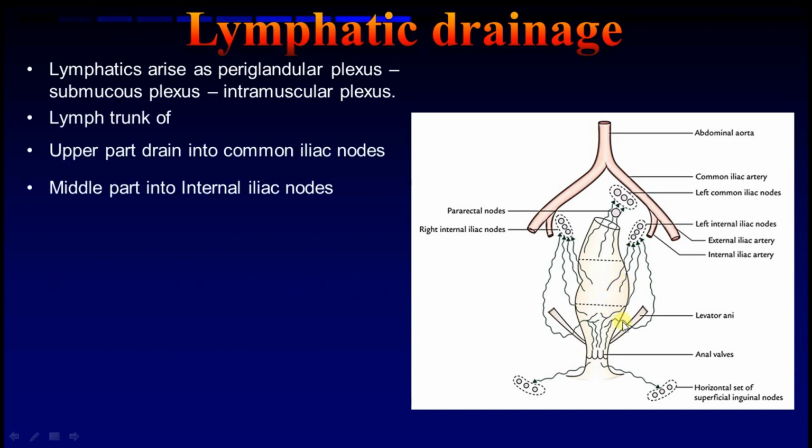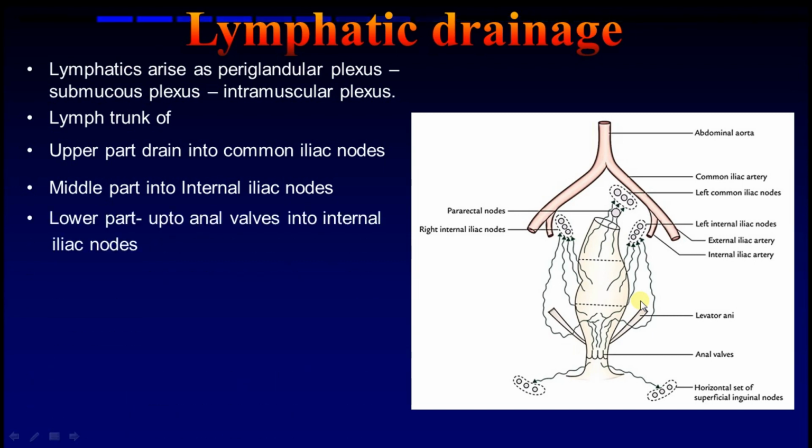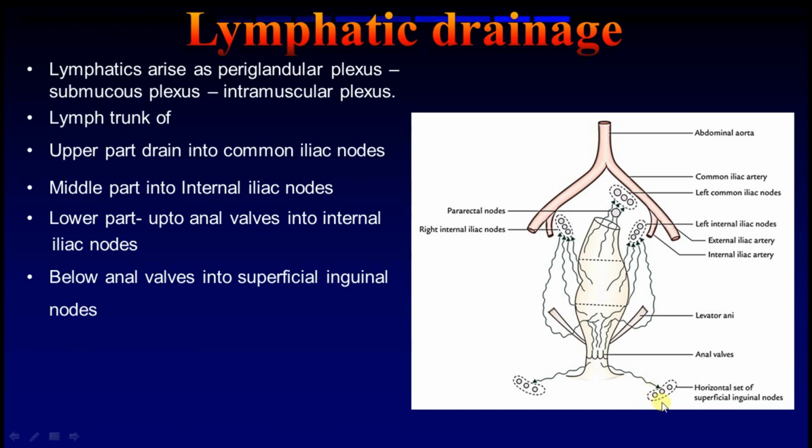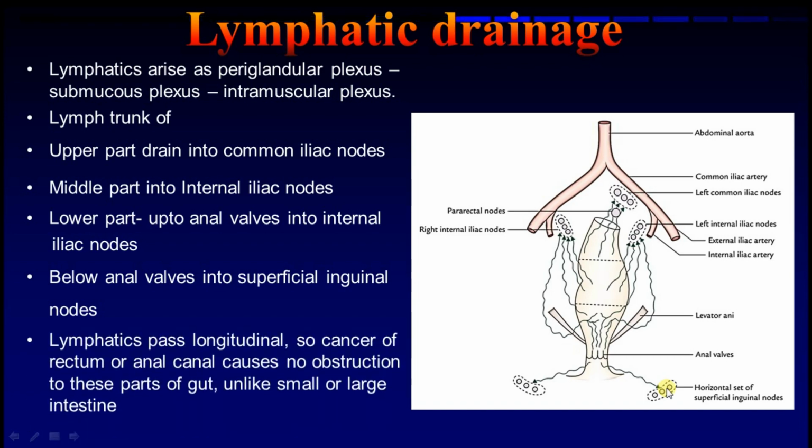And the lower part: some of it passes below the levator ani, some above the levator ani, and finally they might drain into the internal iliac nodes. Whereas the lowermost part, that is below the anal valves, goes to the horizontal set of the superficial inguinal nodes. The superficial inguinal nodes have a horizontal and a vertical set. The horizontal set mainly drains the lower part of the anal canal, vaginal canal, glans penis, and all those structures. Okay.